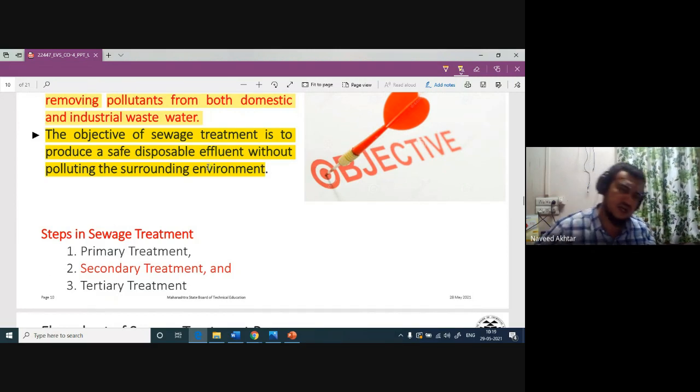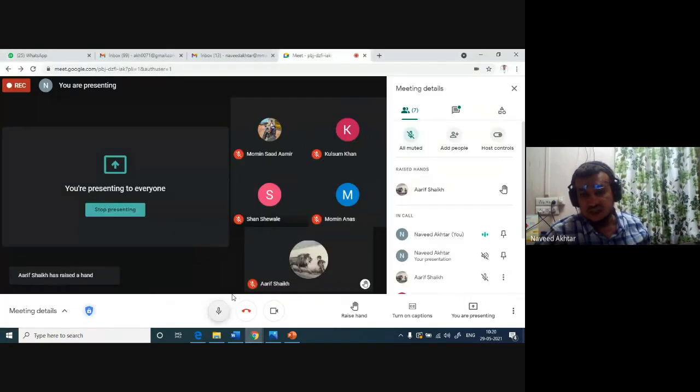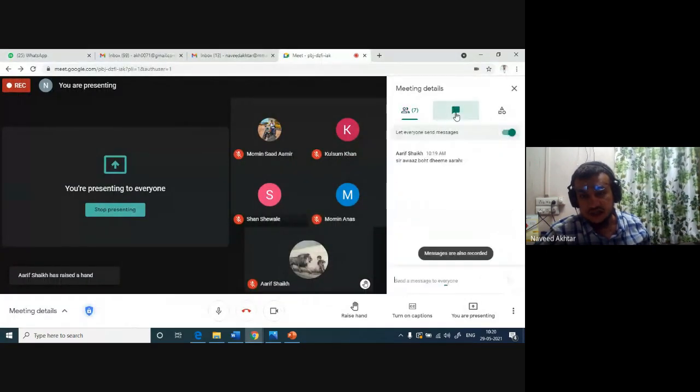So what is the objective of treatment? If we release water without processing into our water bodies, rivers, ponds, wells, or onto the soil, then they will contaminate and pollute, and that will create a harmful effect on human beings and animals. Okay, so that's why sewage treatment is needed.